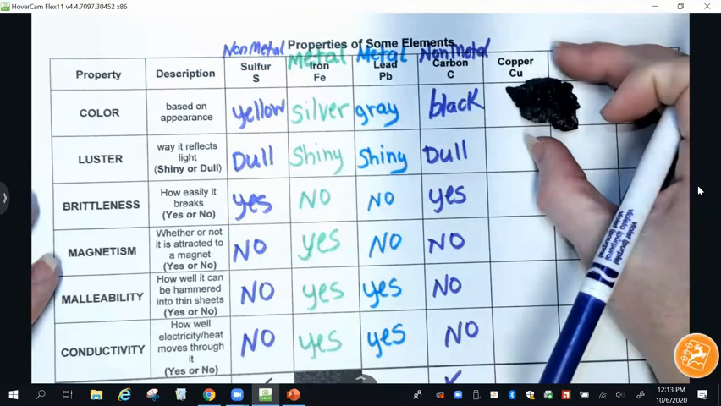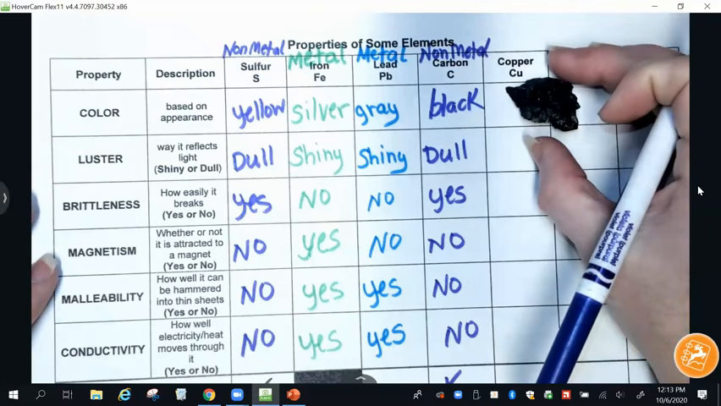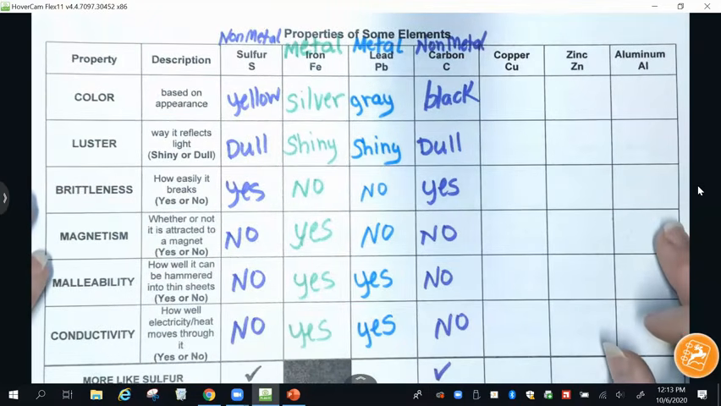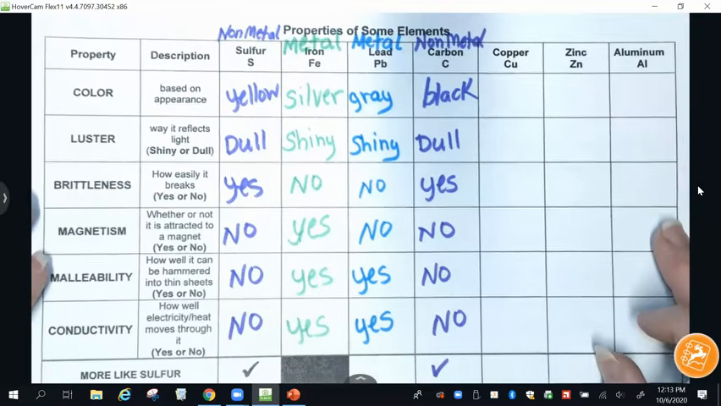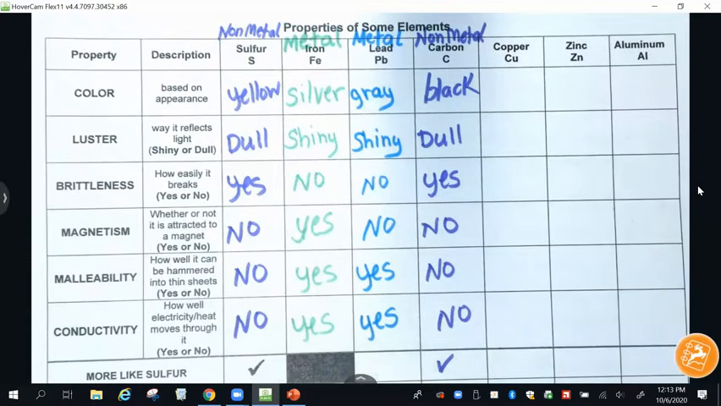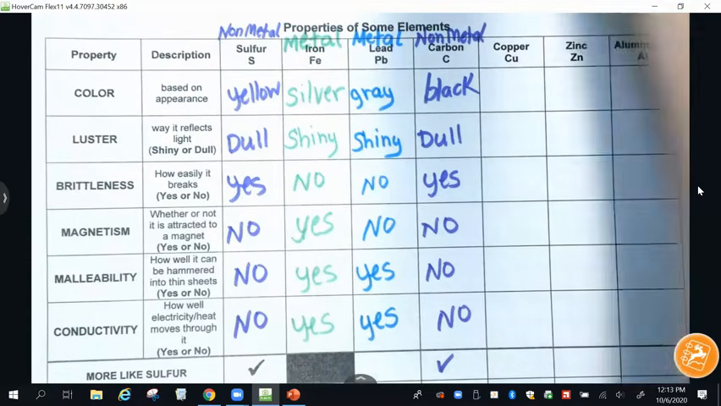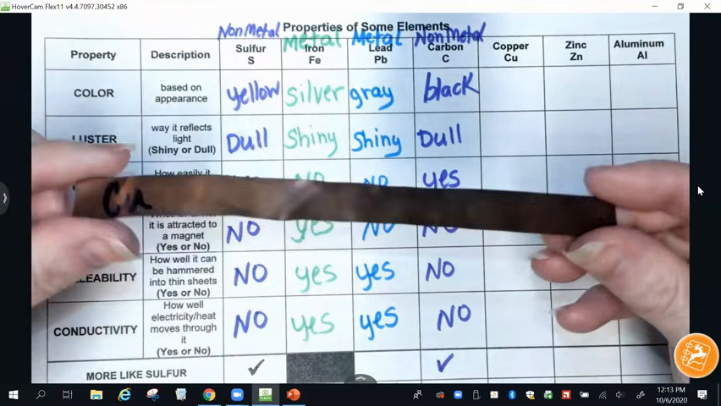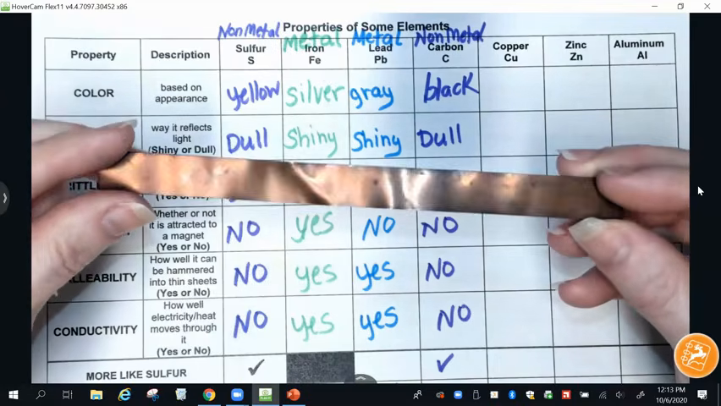They use it for different things. It can burn, and they can use it for energy, for fuel. Okay, copper is the next one. A lot of people are familiar with copper. So here's my piece of copper. It's a little bit brownish.